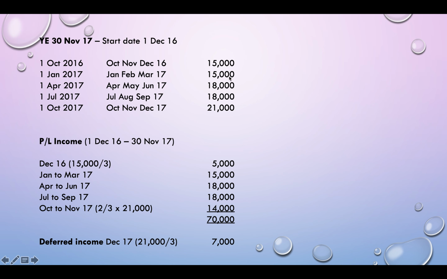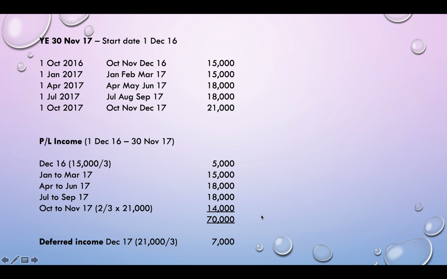This quarter is fully relevant to our year, this as well, and this as well. So you just list the full figures in here. For the last quarter, our year end is November, therefore December does not relate to our year, and therefore anything which was received for that month needs to be deferred. In this case, in a P&L income, we only need to account what relates to our year, which is October and November 17. Hence, 2/3 of 21,000 and you get your 14,000.